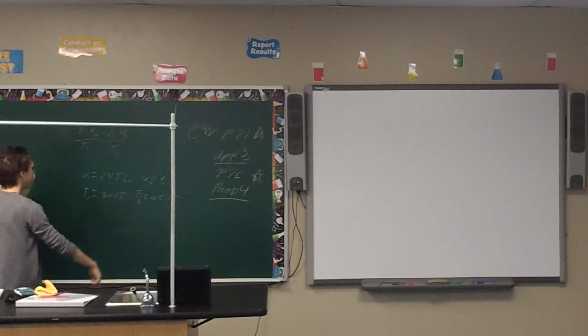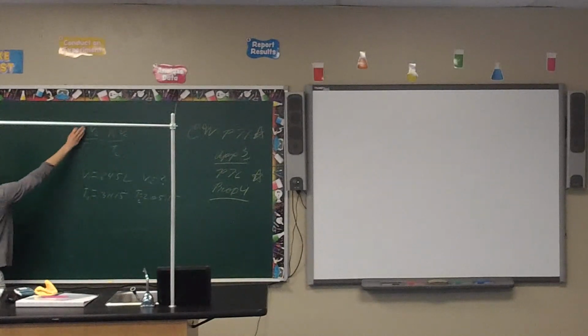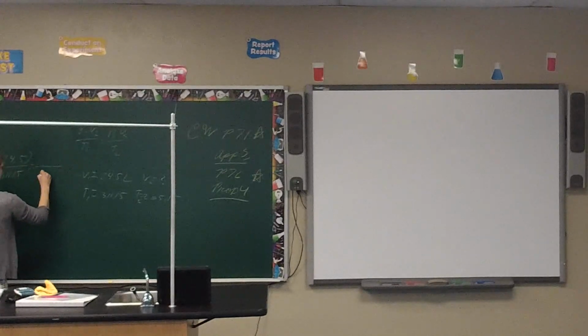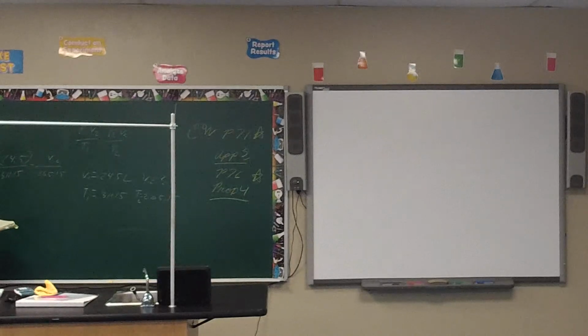Yep. Alright, so how do I set this up? So remember, we're ignoring the P1 and the P2. So first volume, 24.5 over 311.15, equals the second volume over 265.15. Alright, so how do I get the V2 by itself?